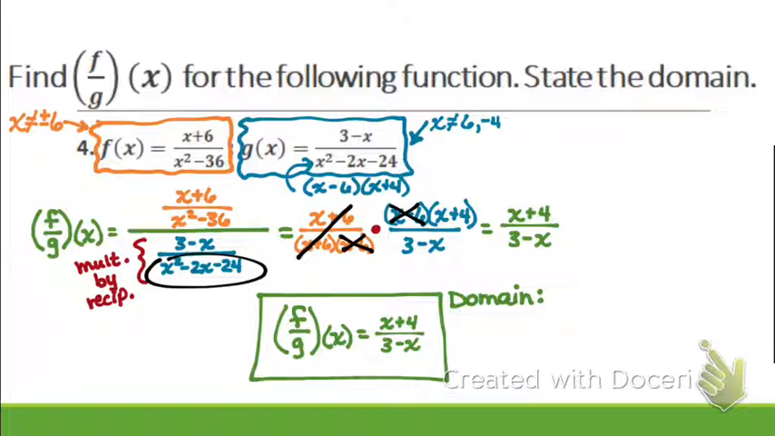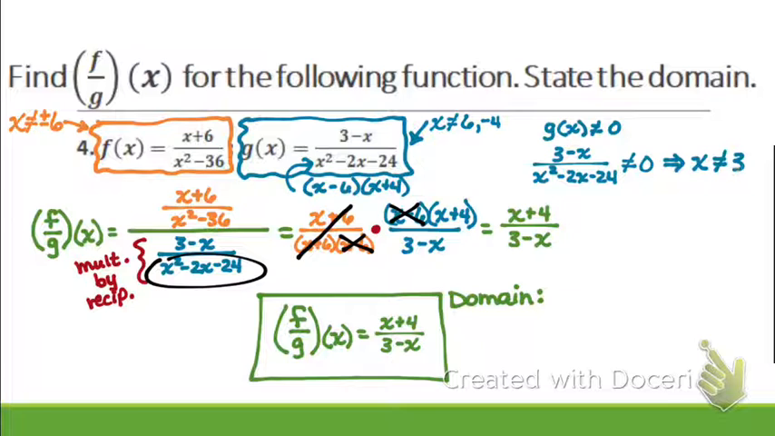Because we're doing a quotient, do we have to watch out for anything else? Yes. G of x is not allowed to be equal to 0 because it is a quotient. So that means 3 minus x over x squared minus 2x minus 24 cannot be equal to 0. We already established that x can't be 6 or negative 4 because that would make it undefined. What value of x would make this function 0? 3. So x also cannot be equal to 3.